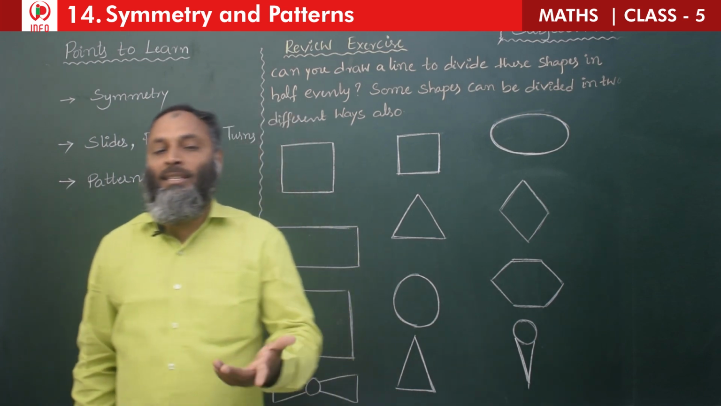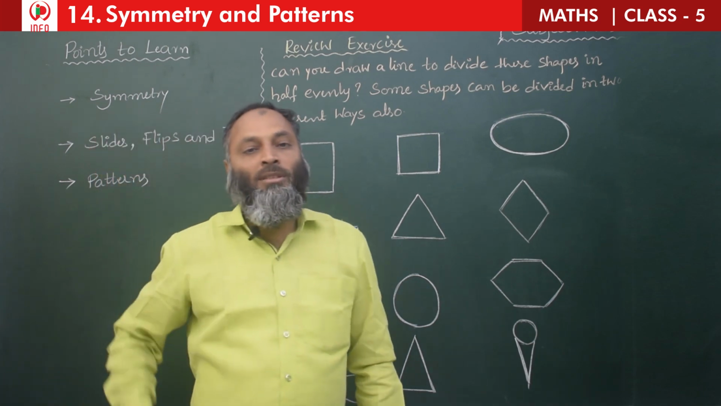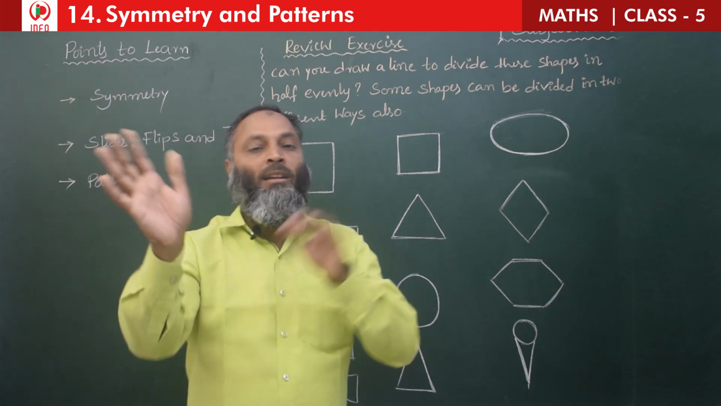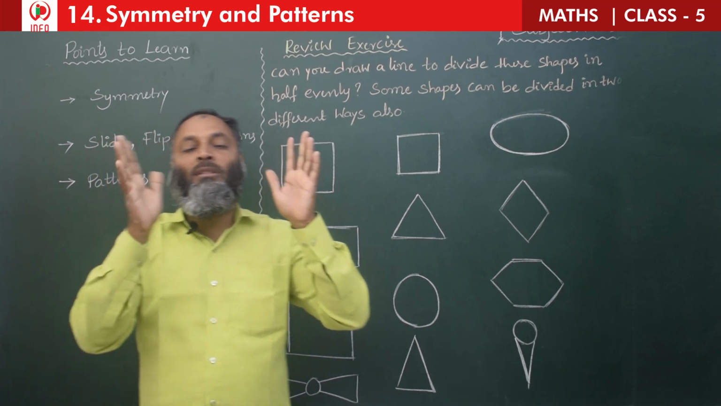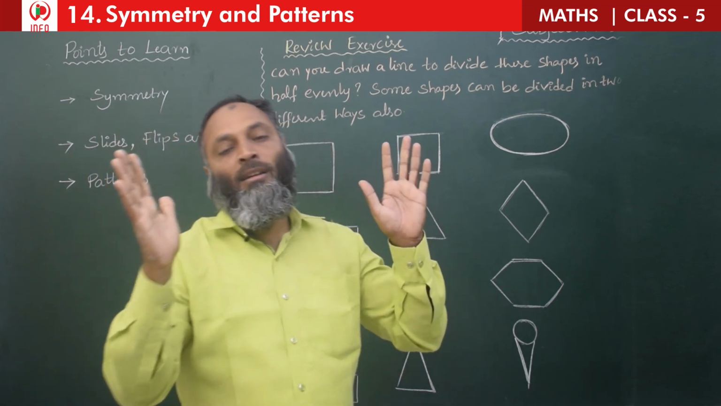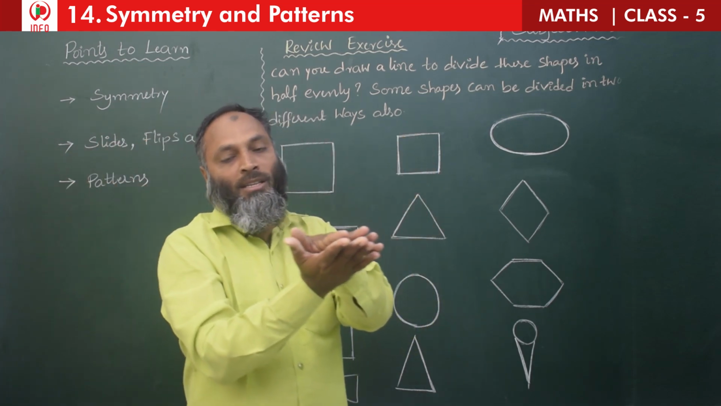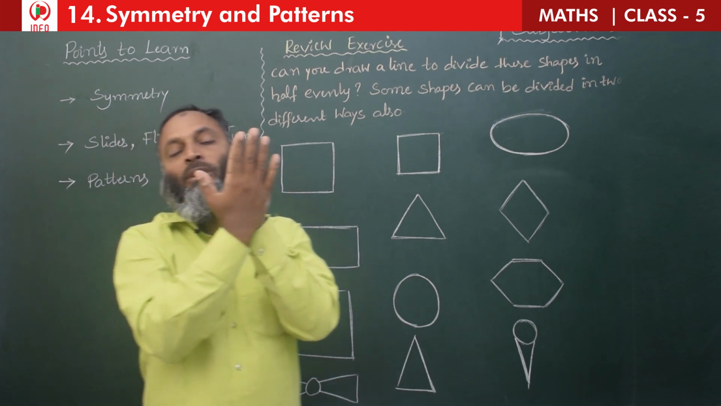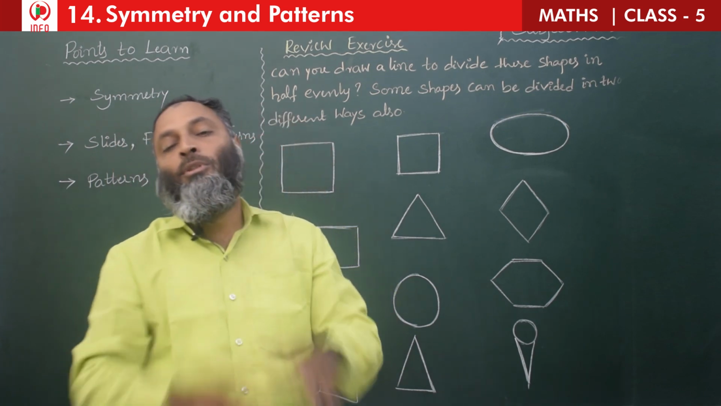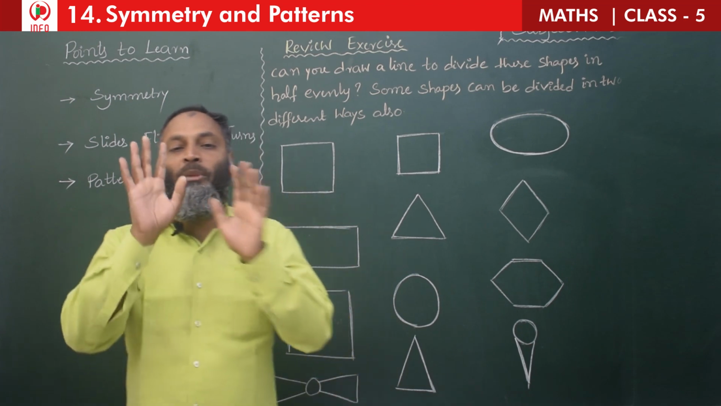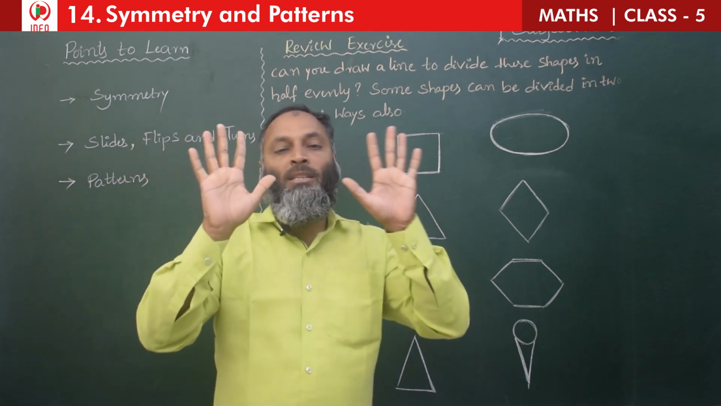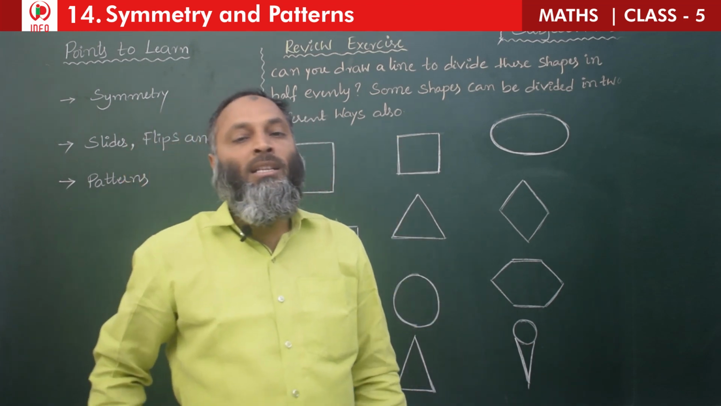Symmetry means looking the same. Suppose this is our right hand and this is our left hand. Both hands are symmetrical. If we keep one on the other, then both coincide with each other. That means these two hands are symmetrical.